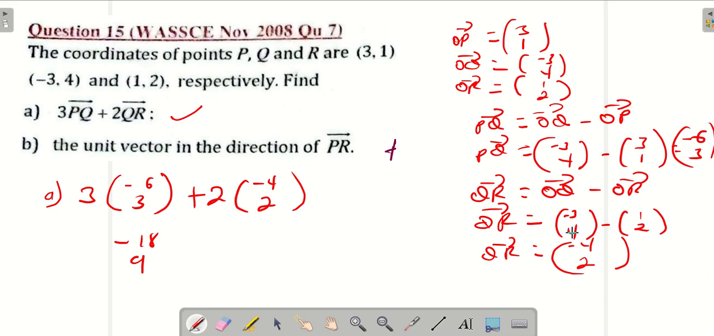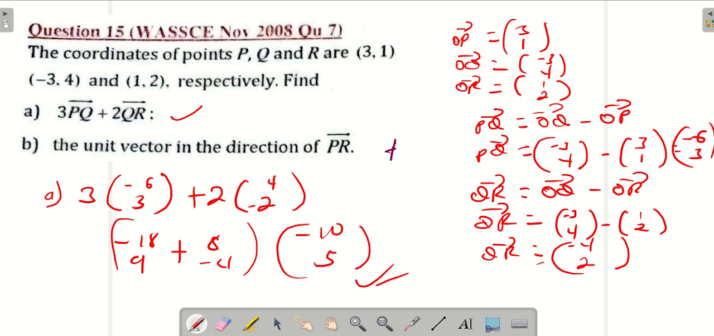Good. So it will be negative 2. Let's write, no time. You can correct it. So it will be (4, -2). Okay, so we are going to get plus (8, -4). And the final answer is (-10, 5). And that's it.